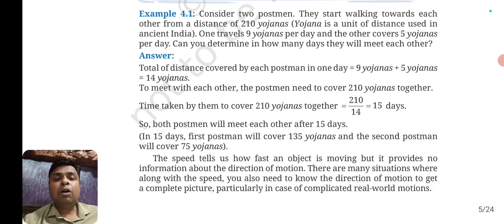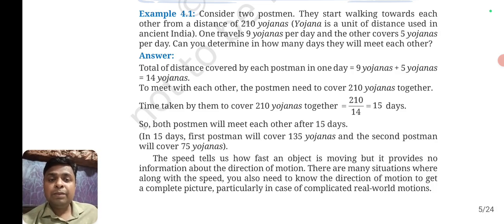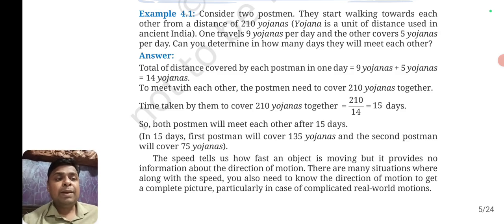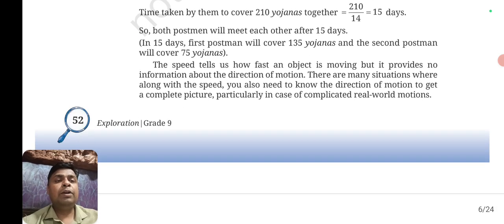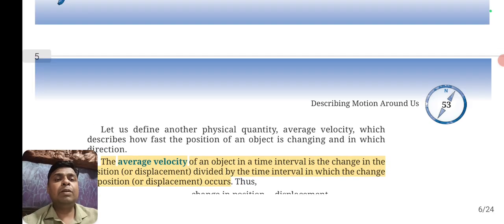The speed tells us how fast you are going. If you are going very fast, the speed will be high. If you are going slow, the speed will be less. In many situations, along with the speed you need to know the direction of motion to get a complete picture, particularly in case of complicated real world motions.